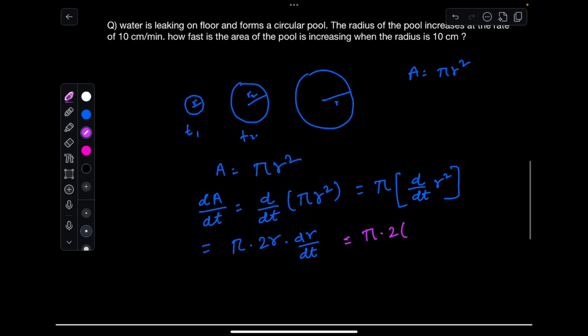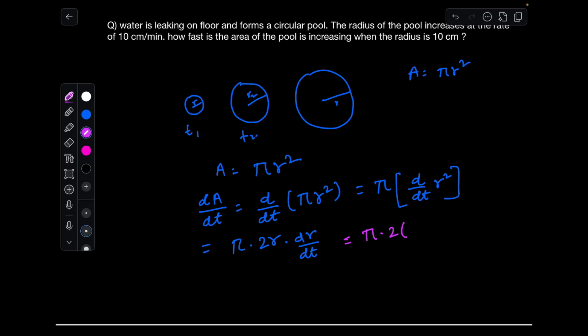Pi times 2 times, what is r? r is 10 centimeters. Be very careful. If you want to maintain a particular unit, maintain it throughout the calculation. If the answer is expected in meters per second, then it's good to convert everything to meters before you start plugging in the values. But in this case, it's not that important, because we can still work in centimeters per minute, since the radius rate is given in centimeters per minute. But in general, you should be careful.